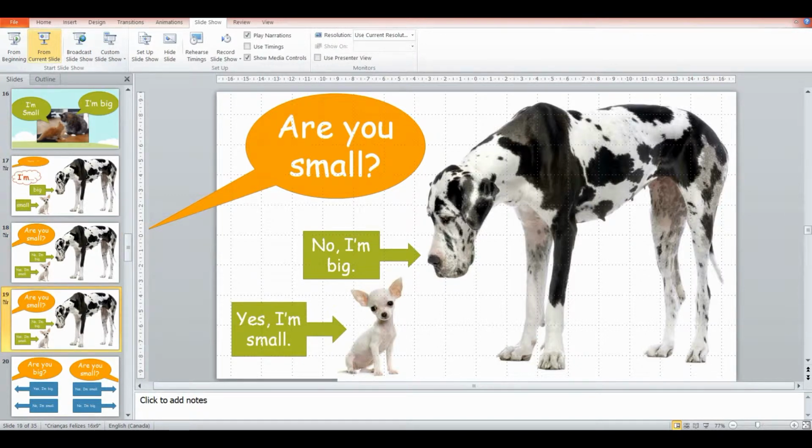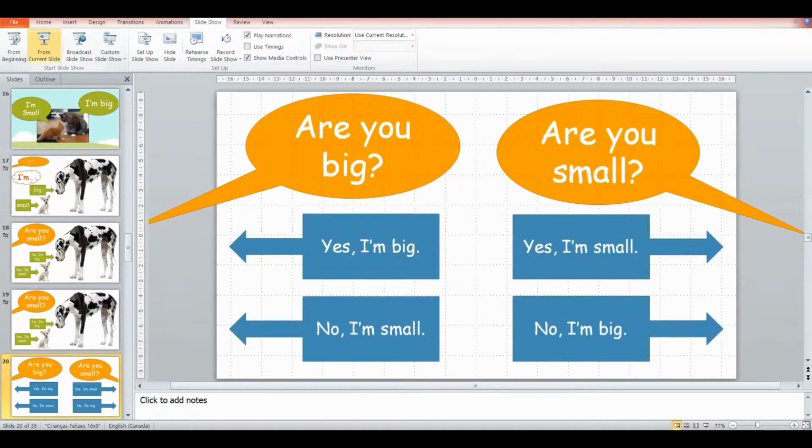Just so they know that it's basically the same. It's just you have to change, is it small or is it big, and that they have to match with the question.